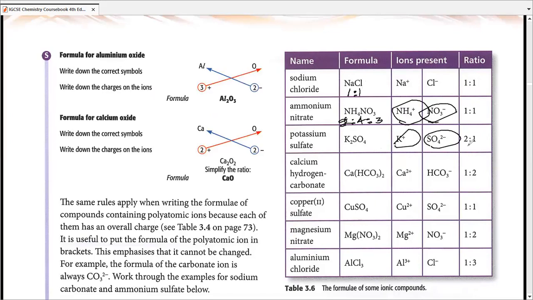Now the ions in this case are 2:1, since there are two potassium ions and there is one sulfate ion, and again one calcium ion and two hydrogen carbonate ions, so 1:2. So in this way, we can always come up with a ratio.